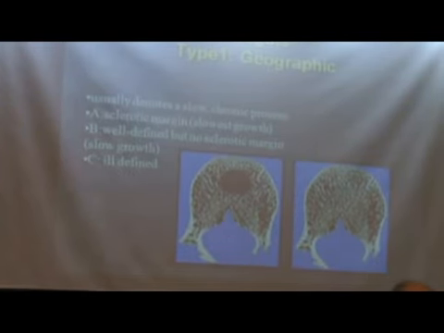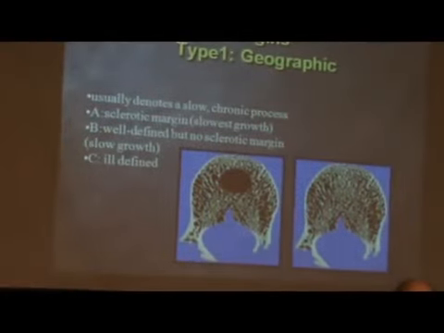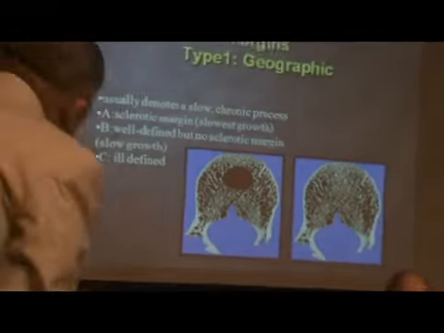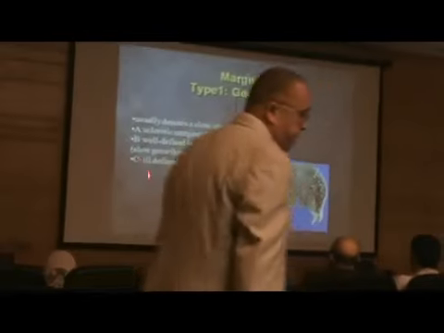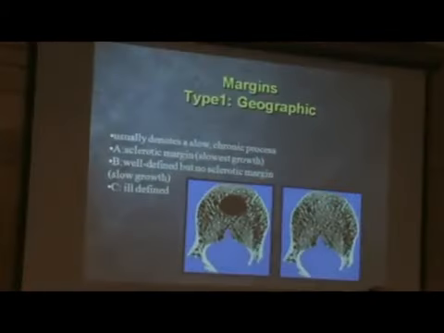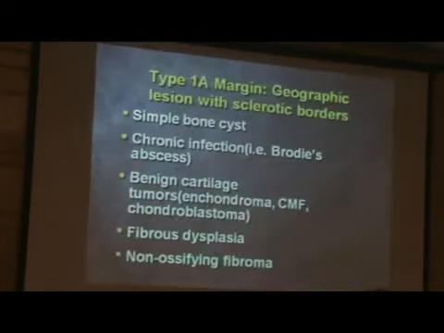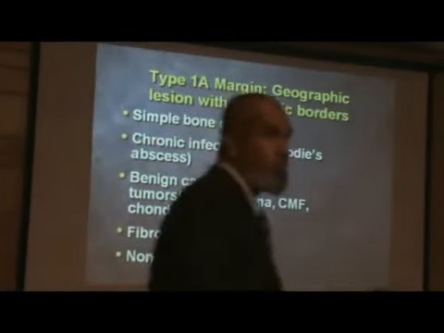When we look at the margins of the lesion, we always talk about geographic, well-defined lesions. This usually indicates a slow-growing process. Sclerotic is the slowest growth, and well-defined non-sclerotic is, again, slow growth, maybe not as slow as the sclerotic margins. And you can also see some ill-defined margins in this group.